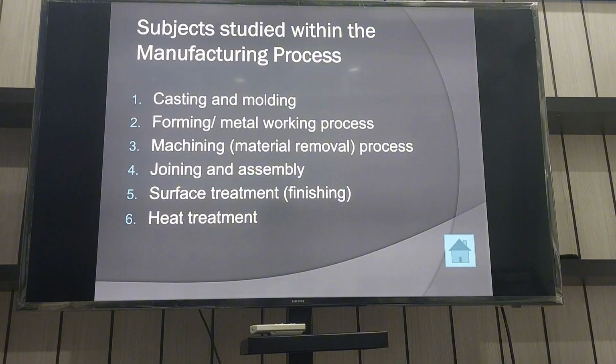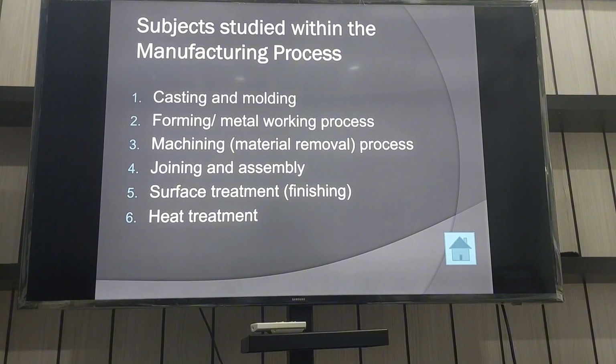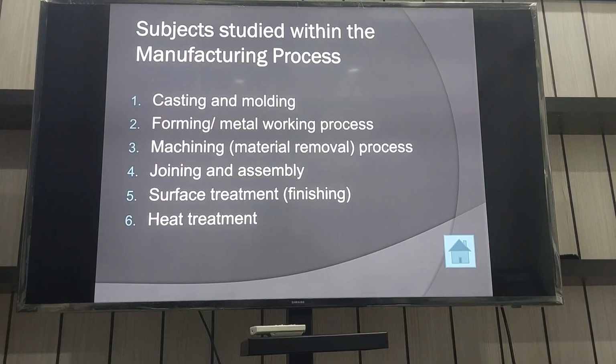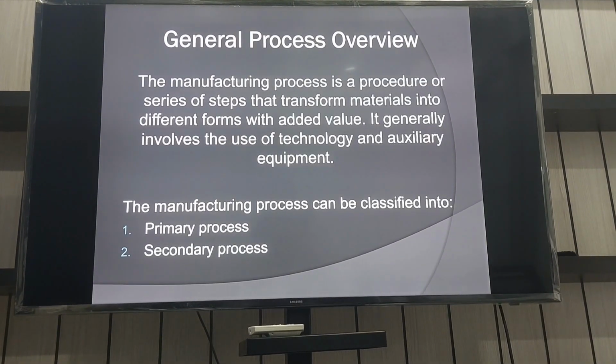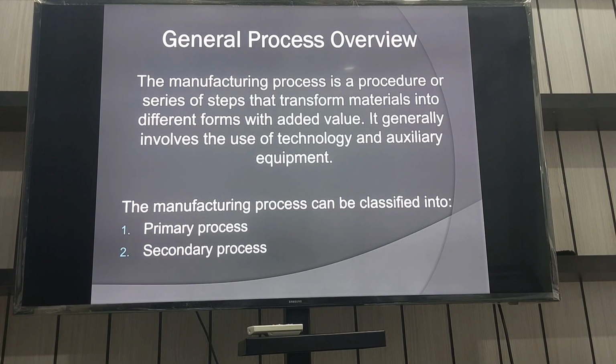So what will you learn in the journey of our manufacturing process subject? Next week we will study casting and molding, and then forming and metal working processes, machining, material removal processes, joining, assembly, surface treatment, and heat treatment. You already learned in material engineering. And then in manufacturing process, in general, we have two kinds of process. One is primary process and the second one is secondary process.